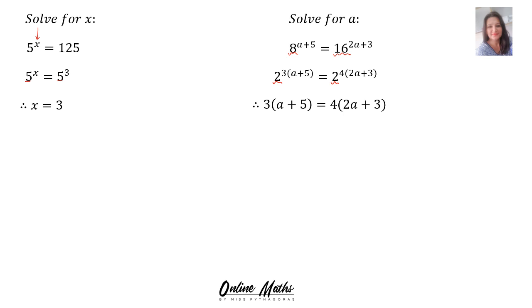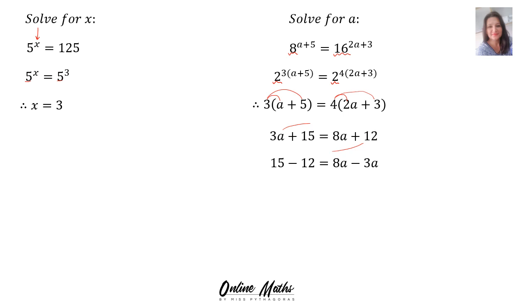Now to get rid of the brackets you will multiply in the 3 and it becomes 3a plus 15, and you can multiply in the 4 and it becomes 4 times 2a is 8a and 4 times 3 is 12. Now let's get all the variables on one side and all the numbers on the other side. So I'm going to let the 3a walk across to the right hand side and the 12 across to the left hand side. So it becomes 15 minus 12 is equal to 8a minus 3a.